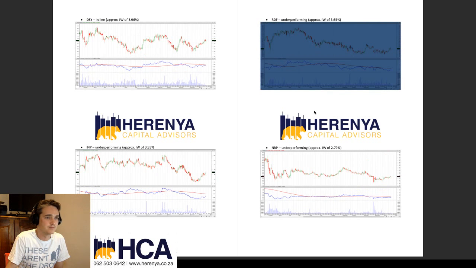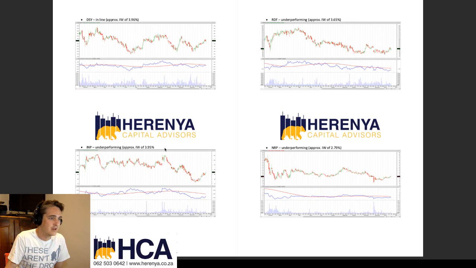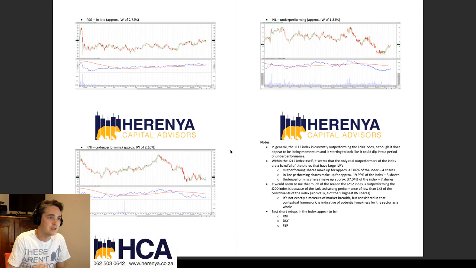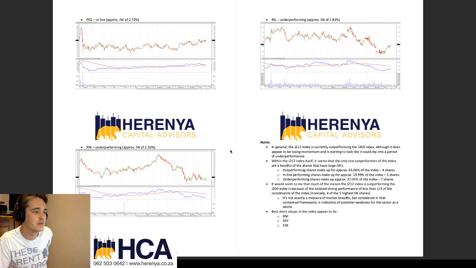Redefine underperforming. Investec is underperforming by quite a margin. NRP, Nepi Rockcastle, is underperforming. PSG in line to outperforming. INL underperforming, which is Investec again. And RNI is underperforming as well.